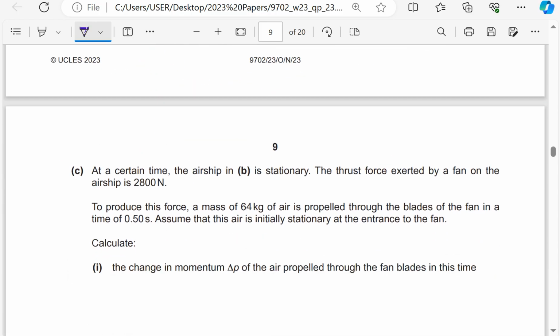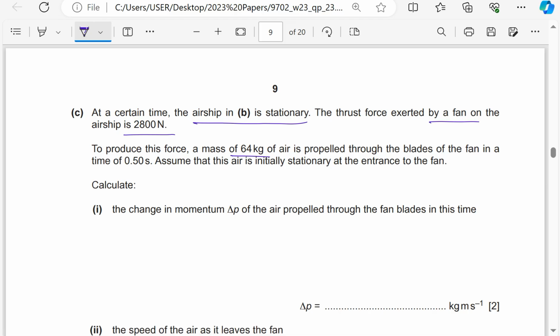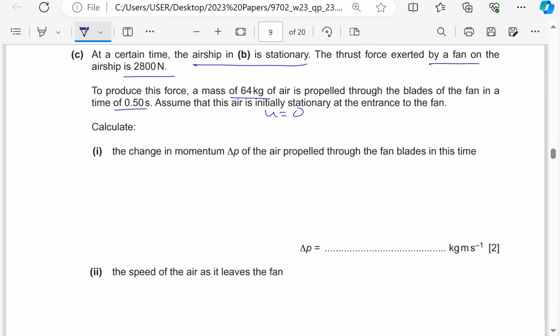At a certain time, the airship will be stationary. The thrust force exerted by a fan on the airship is 2,800 newtons, just one fan. To produce this force, a mass of 64 kilograms of air is propelled through the blades of the fan in a time of 0.5 seconds. Assume that this air is initially stationary. That means initial velocity of the air is 0. Calculate the change in momentum.